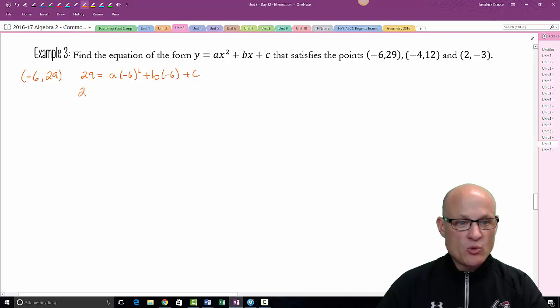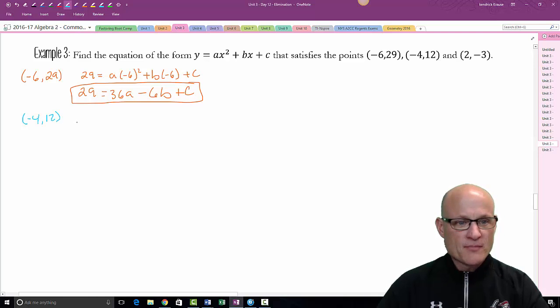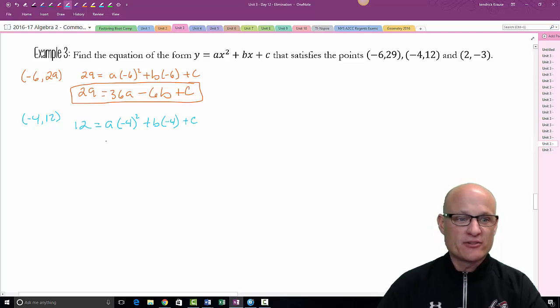Let's clean this up. 29 is equal to 36A minus 6B plus C. First equation. Grab a different color. Next one is -4, 12. Doesn't seem as bad. 12 is equal to A. Now, just be really careful of these negatives. That's why I keep putting them in parentheses. -4 squared is +16. But positive B times -4 is -4B. Just be really careful with those negatives. So I end up with 12 equals 16A minus 4B plus C.